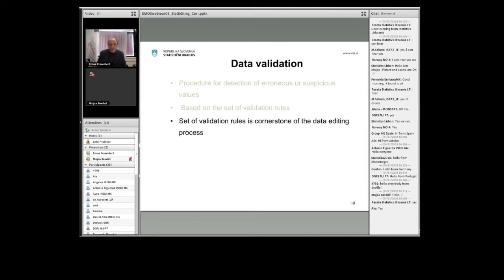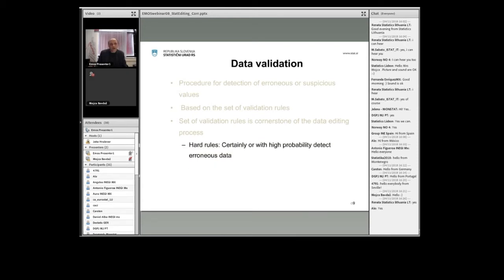I have to point out again that the set of validation rules is a cornerstone of the data editing process. Everything starts with the validation rules. So it's worth investing some time to make a good set of validation rules. What is a good set of validation rules, I will tell you a bit later. Perhaps just one division in these validation rules. We usually distinguish between hard rules and soft rules.